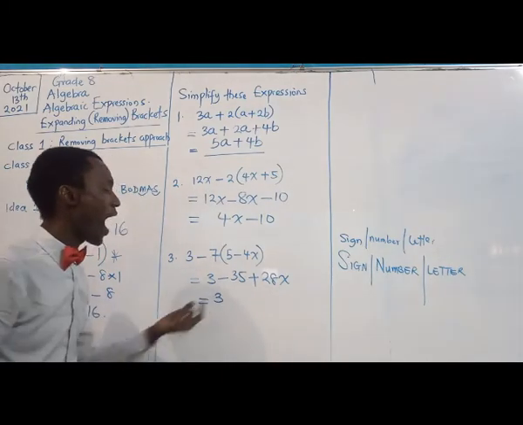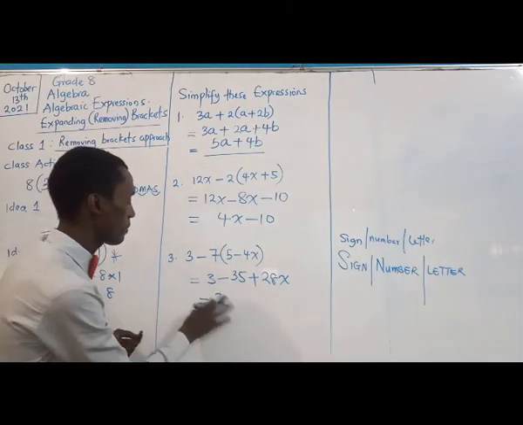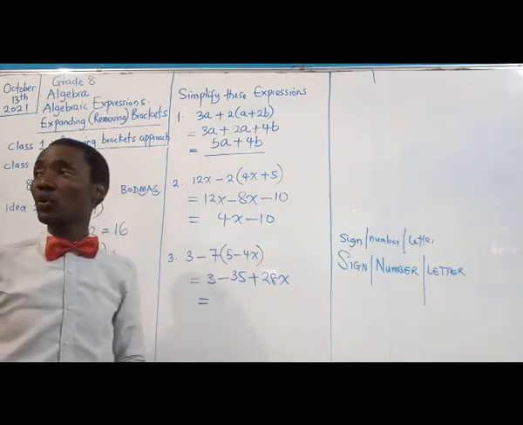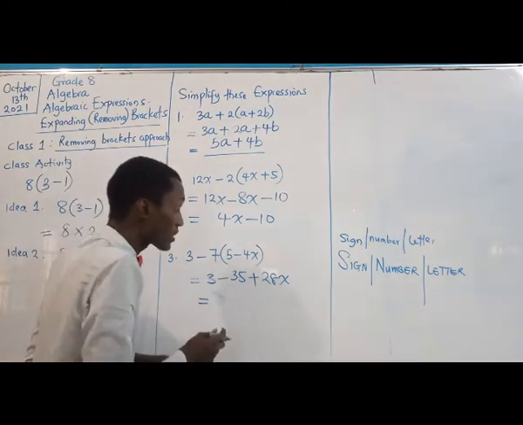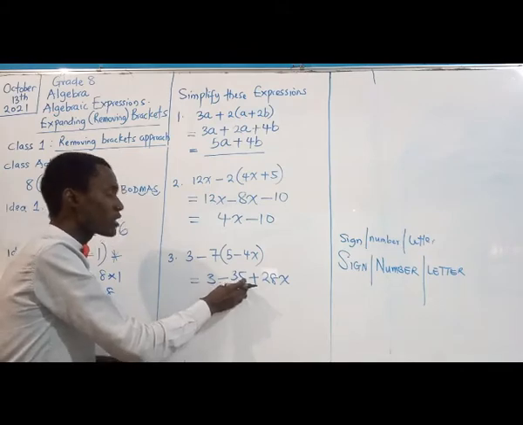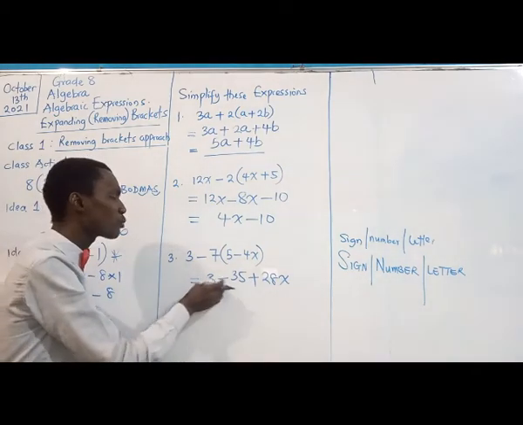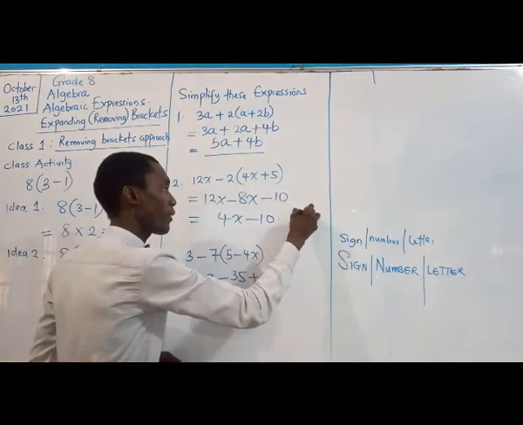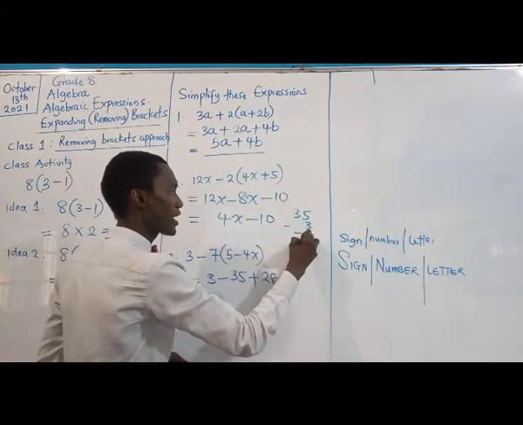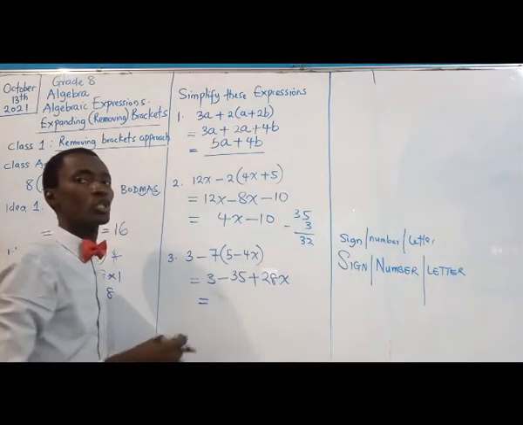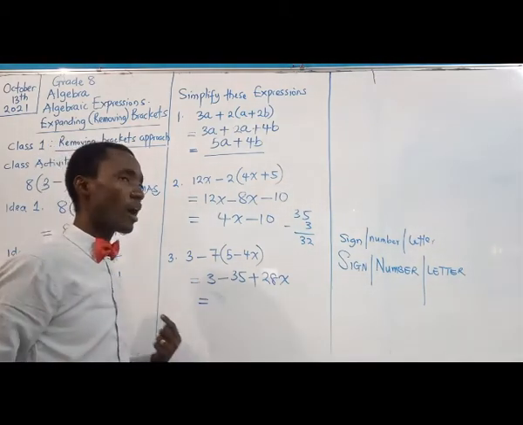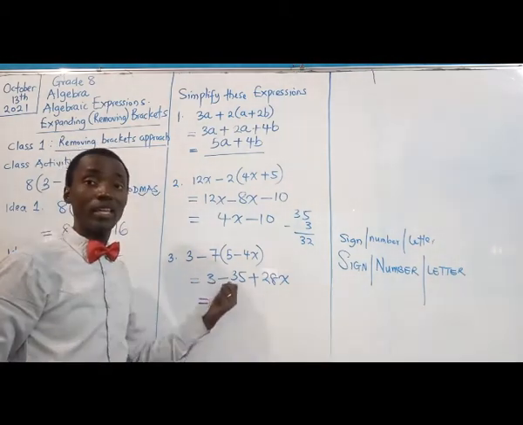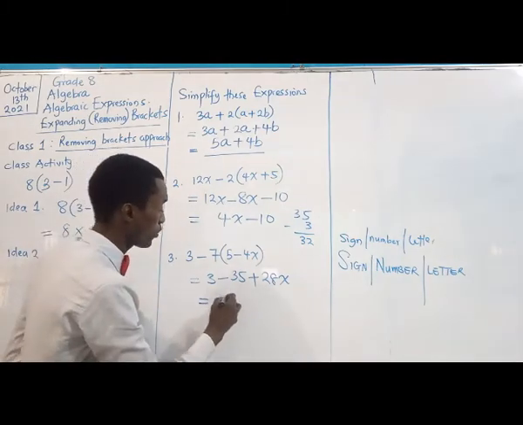And that will give me 3. Now, 3 minus 35 will give me what? So what I will do is this. 35, I know, is bigger than 3. But I have to remove 35 from 3. That means my answer must be negative. So I come to somewhere in my book, I just say 35 minus 3. And that's what? 32. That's what it should be normally.